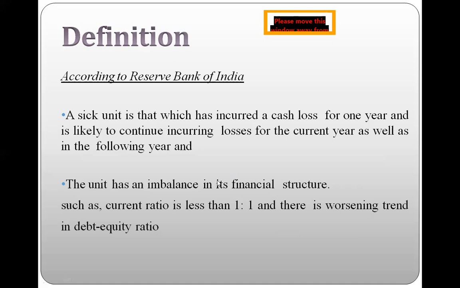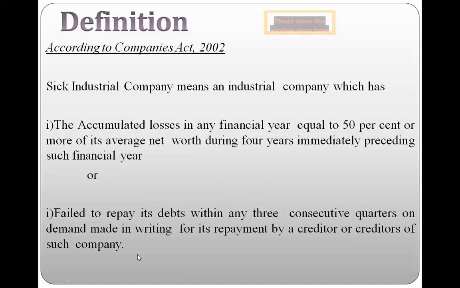Further, the Reserve Bank of India defines that the unit has an imbalance in the financial structure, such as a current ratio of less than 1:1, and there is a worsening trend in the debt equity ratio. So the same trend is going to prevail in the future also.